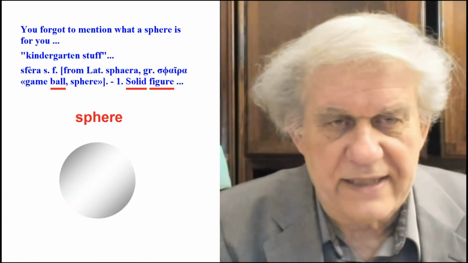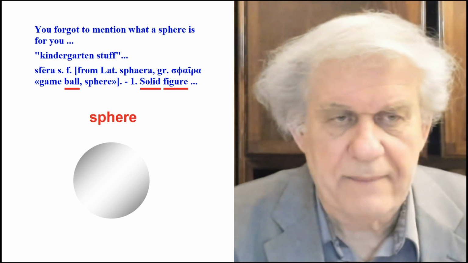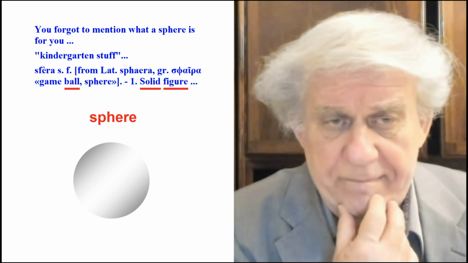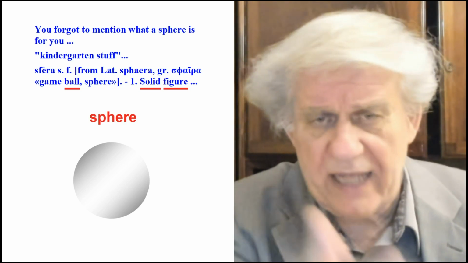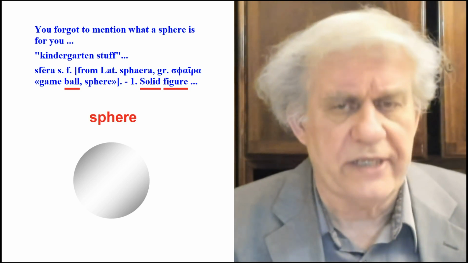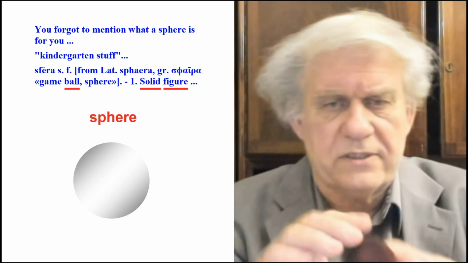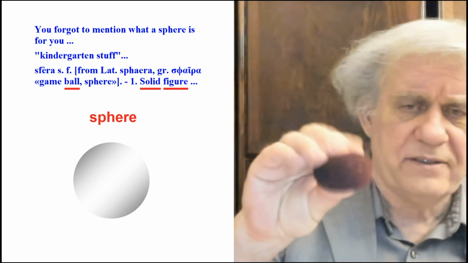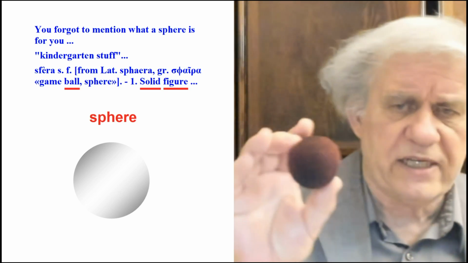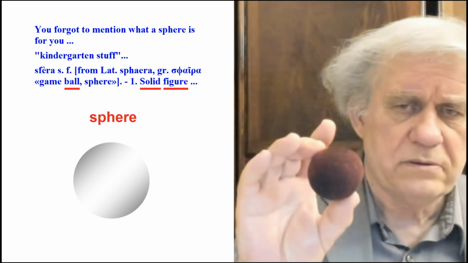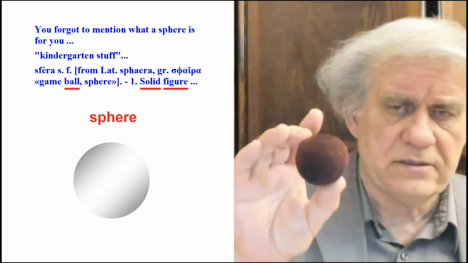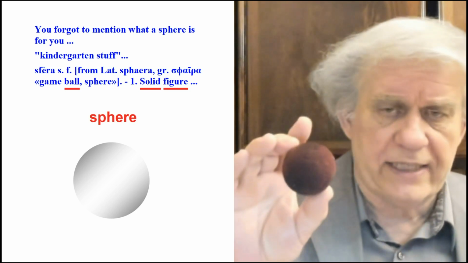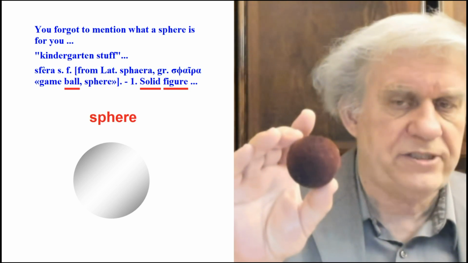So one fellow asks this question. He says, you forgot to mention what a sphere is for you. Well, I just said it, but he even says it. It's a ball. It's a solid figure. That's what a sphere is, okay? So this one's not solid, okay? You can see it's spongy. Assuming it's a perfectly smooth ball, ideally smooth, and that it's solid, completely solid, made of a single piece, okay?